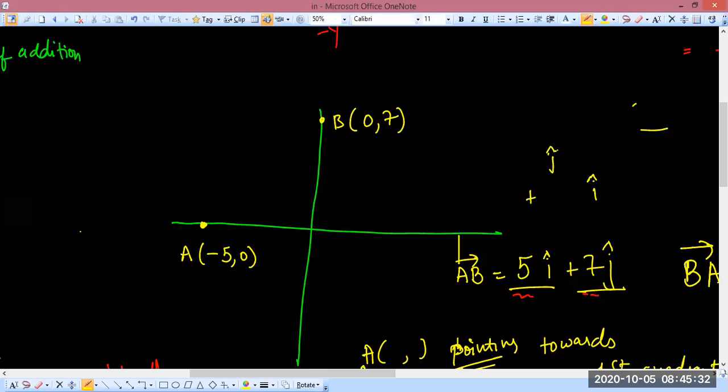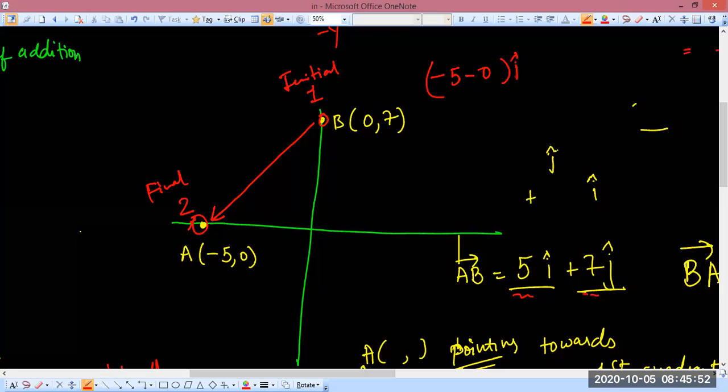B to A. Is that clear? So this is 1 and this is 2. I hope you realize that. Final, initial. So this is final, this is initial. Final minus initial. So this should give you -5 minus 0 i caret. This is for method 2 people. And plus 0 minus 7 j caret.